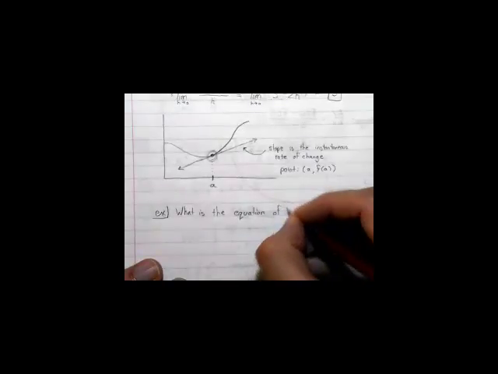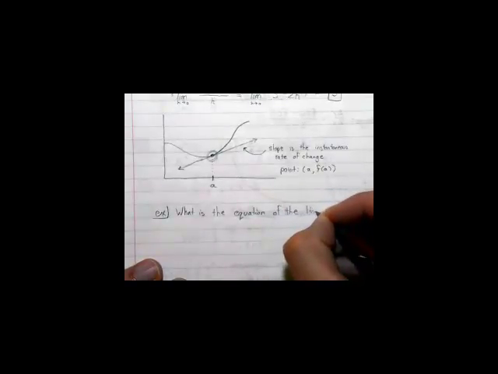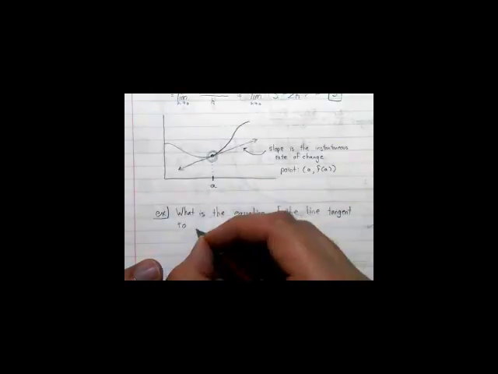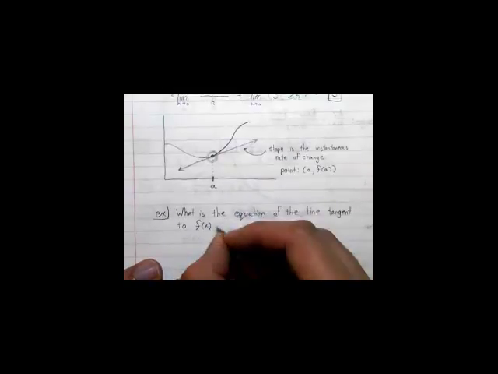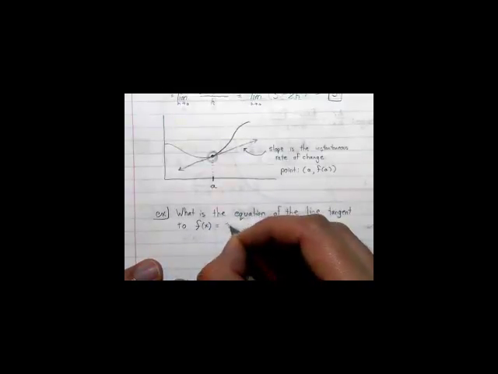So what is the equation of the line tangent to f of x? We'll just keep it simple for this one. How about just x squared? And we'll do it at x equals 1.